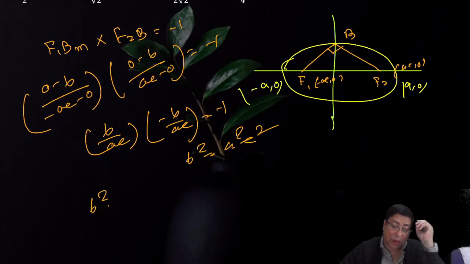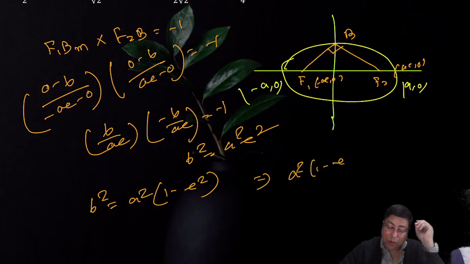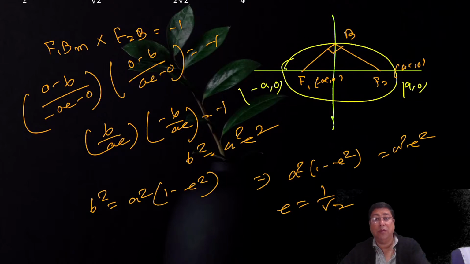Now we know that b square equals a square into 1 minus e square. Put the value instead of b square, that is a square into 1 minus e square equals a square by 2. A square is getting cancelled, so e square equals half and e equals 1 by root 2, and the sum is over. Let's go to the next sum.